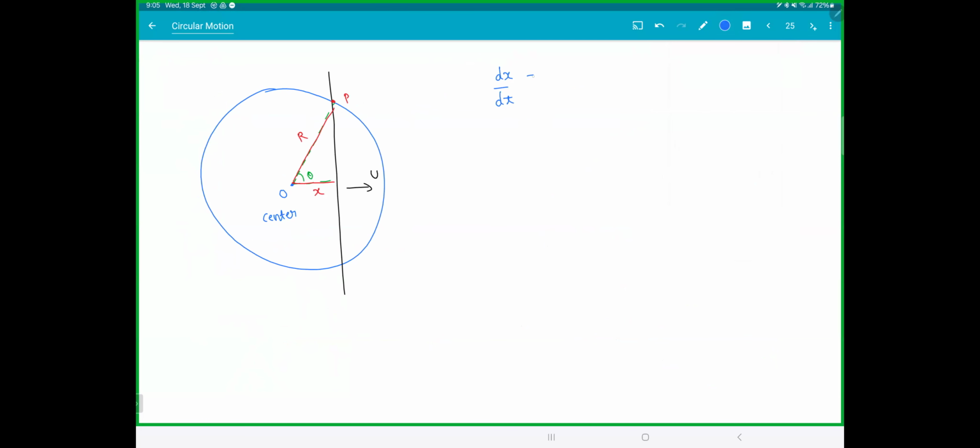dx by dt is equal to u. Agreed? Because when the rod goes forward, x is becoming bigger and bigger. So dx by dt is u. That is how you see what u is exactly. And then from here, we can see cos theta is equal to x by r. Differentiate on both sides.